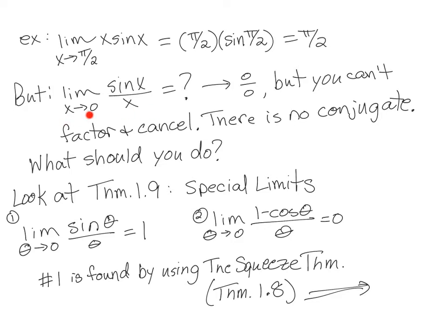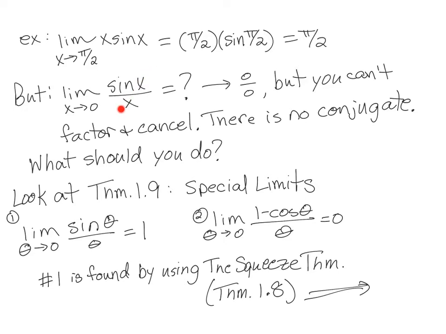Now look at this guy. I plug the 0 in here and the 0 in here, but what's the sine of 0? The sine of 0 is 0. I get 0 over 0. So what are you going to do in this case? You cannot cancel right here.